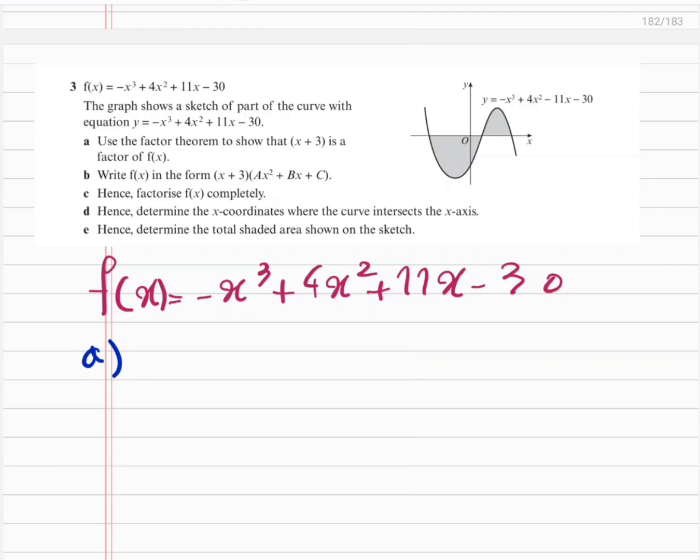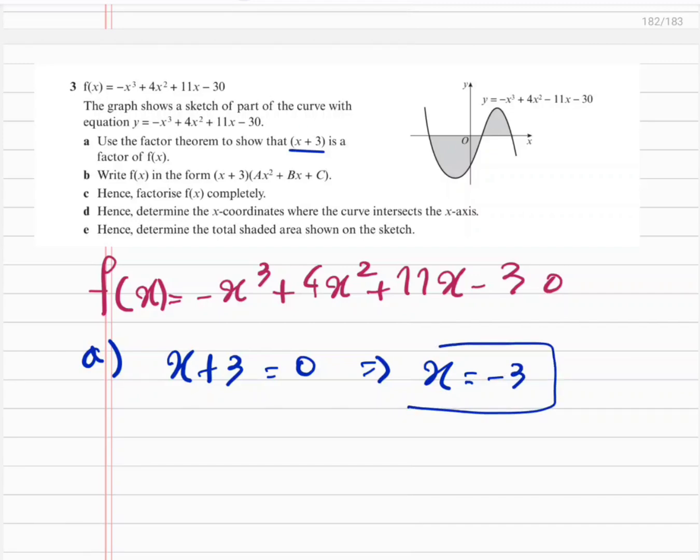So in part A, we want to use the factor theorem to show that x plus 3 is a factor of f of x. In terms of the factor theorem concept, if this is a factor of f of x, then x plus 3 is equal to 0, which implies that one of the solutions to this equation is equal to -3. So when it says to use the factor theorem to show that this is a factor, it basically means: first set this factor equal to 0 and solve that. In this case, we got -3.